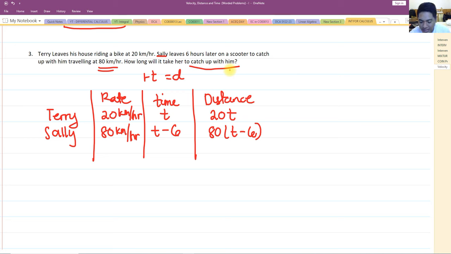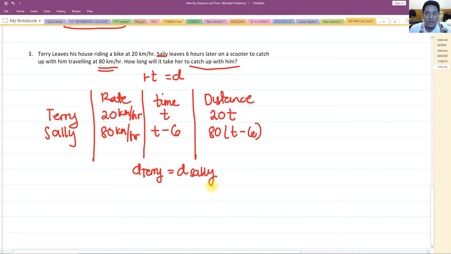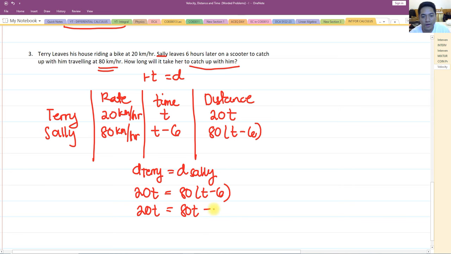If they catch up together, meaning the distance traveled by Terry should be equal to the distance traveled by Sally, because Sally already caught up with Terry. So they have the same distance already. So the distance of Terry is 20T equals 80 times T minus 6. So you have 20T, 80 times T minus, we have 480.